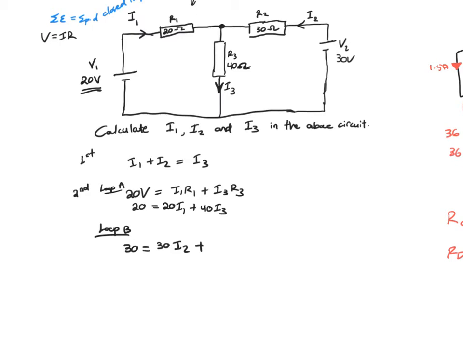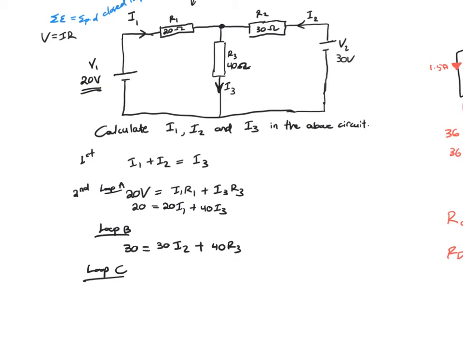So that will be plus 40 R3. And then for loop C, the bigger loop that we talked about, so the big loop from here all the way around to here. Basically we're ignoring the middle part of the whole circuit, but that middle part has been taken into account in loop A and loop B either way.